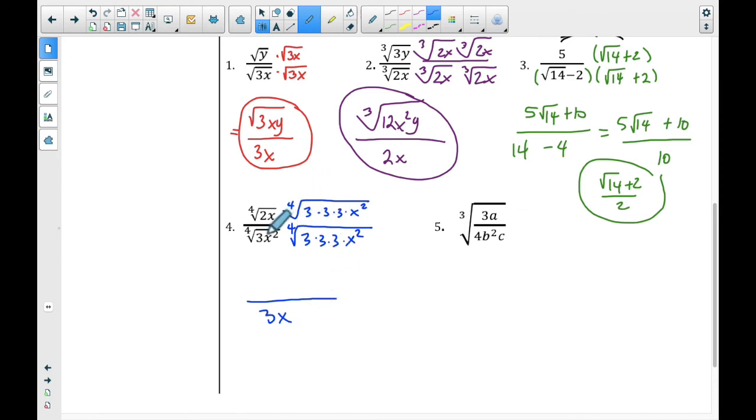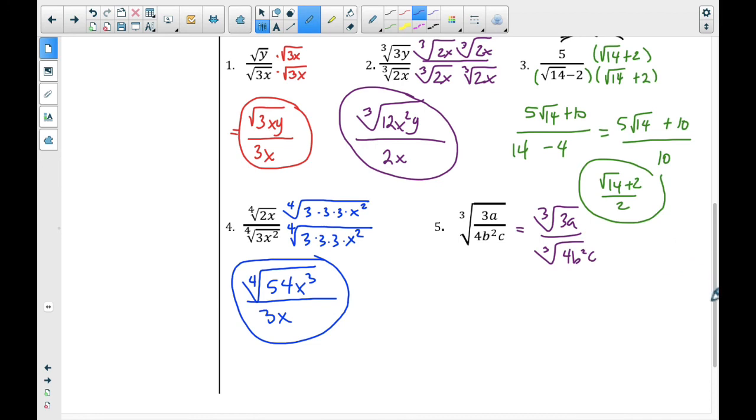In the numerator, they're all the same root, so we can multiply them. 2 times 3 times 3 times 3. Well, 3 times 3 times 3 is 27 times 2 is 54. And we have 3x to the 3rd. That cannot be simplified any farther. That is our answer here.